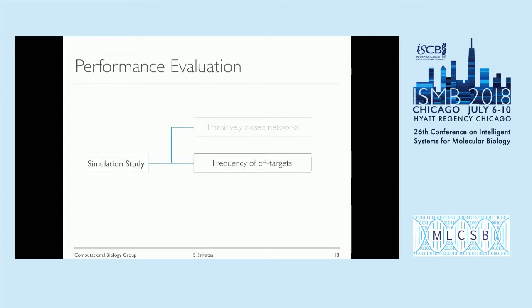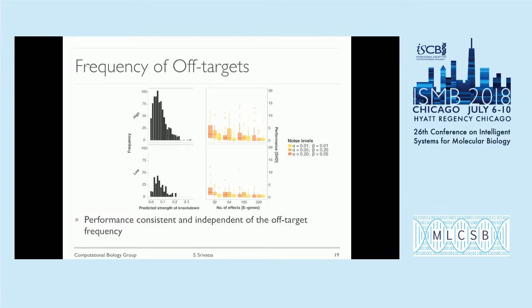Next, we relaxed the transitive closure constraint and extended the simulation study to the entire DAG space to assess the performance as a function of off-target frequencies. So for this, we sampled networks from the highest and lowest scoring pathways in KEGG. Now, the histograms here show the off-target frequencies for these networks that were sampled from the highest and lowest scoring pathways. Again, we simulated data for 3 different pairs of error rates and 4 different number of phenotypic effects. And we showed that the performance of PCNEM was consistent and independent of the degree of off-target frequencies.